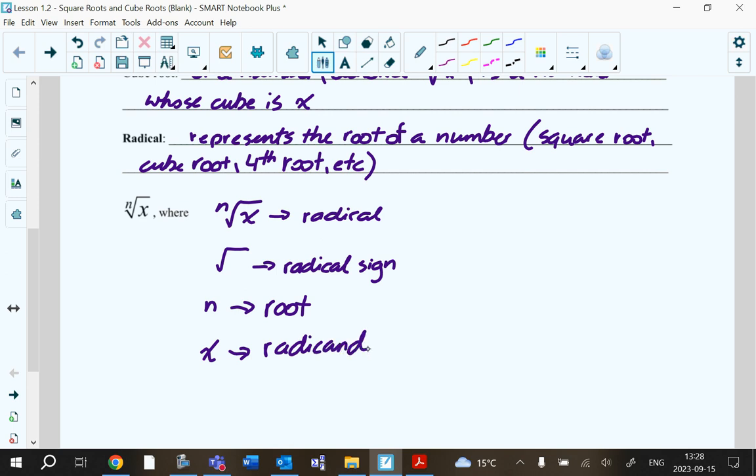Do you have to know these definitions? No. But you should be familiar when I say radical sign, what I'm talking about. Or if I say, what's the index? Sorry, the root or index. I'm going to add that.